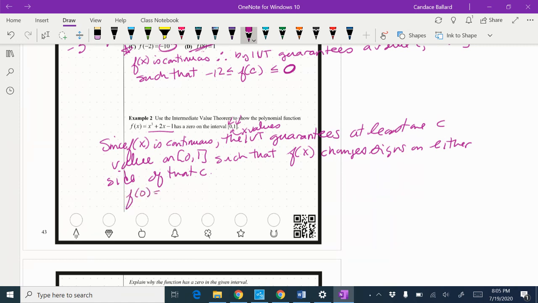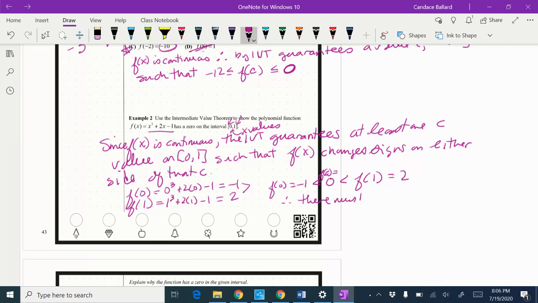So f of 0 equals 0 cubed plus 2 times 0 minus 1, which is -1. And f of 1 equals 1 cubed plus 2 times 1 minus 1. So these 1's are going to cancel, so we would get 2. And notice that 0 is actually between those, so we're going to make that statement. So we know that we've got f of 0 equals -1 is less than 0 is less than f of 1 equals 2. So therefore f of c equals 0. So therefore there must be a c such that f of c equals 0.